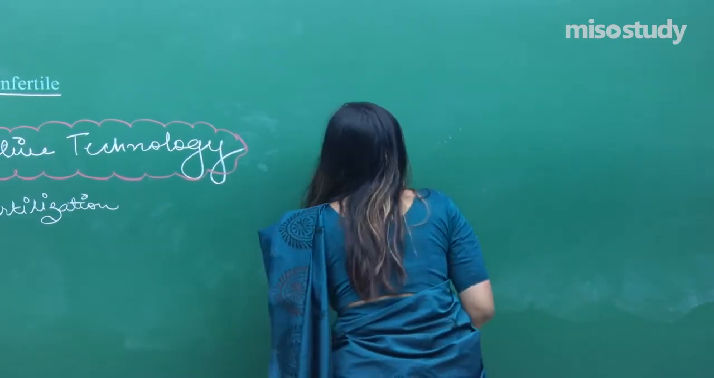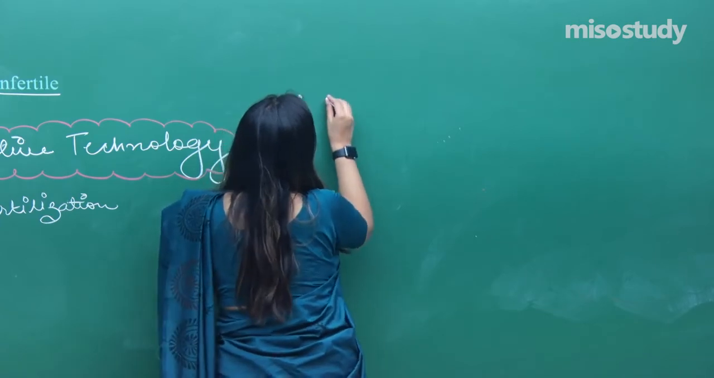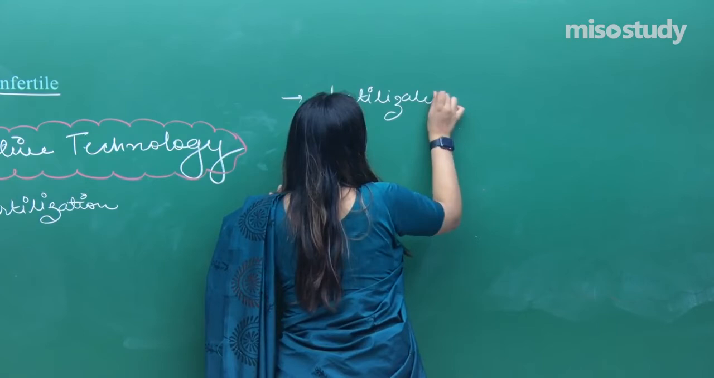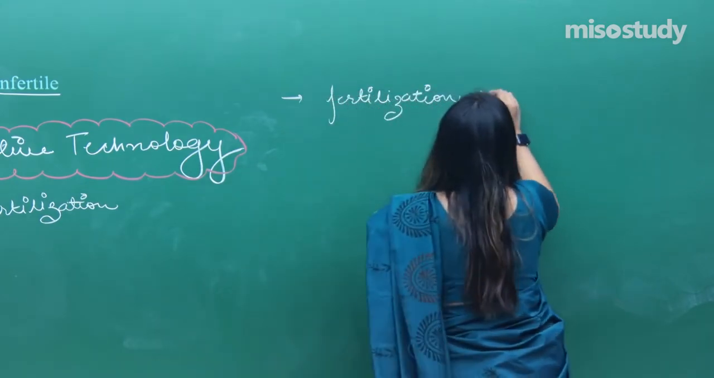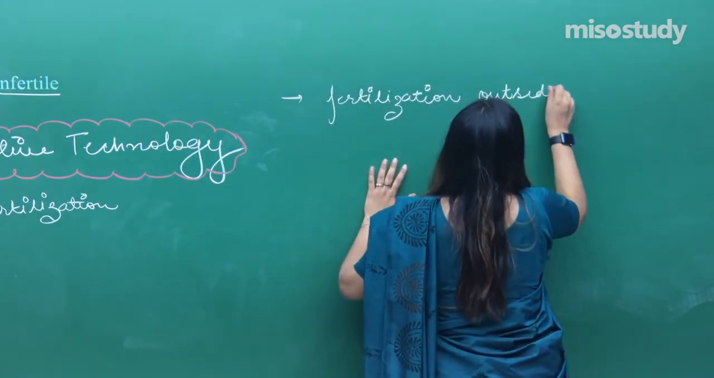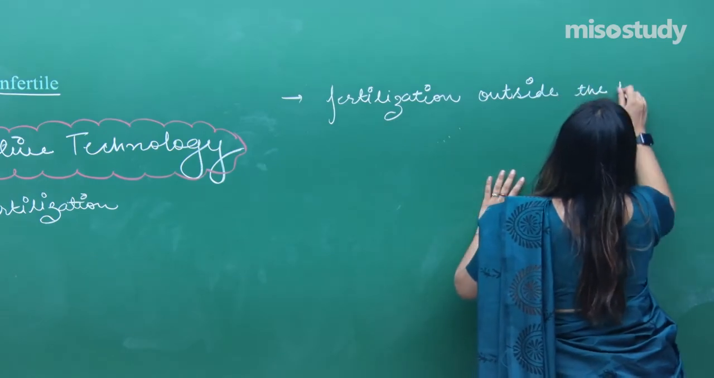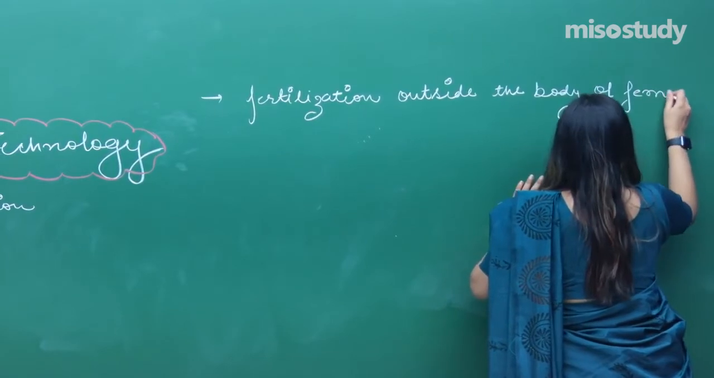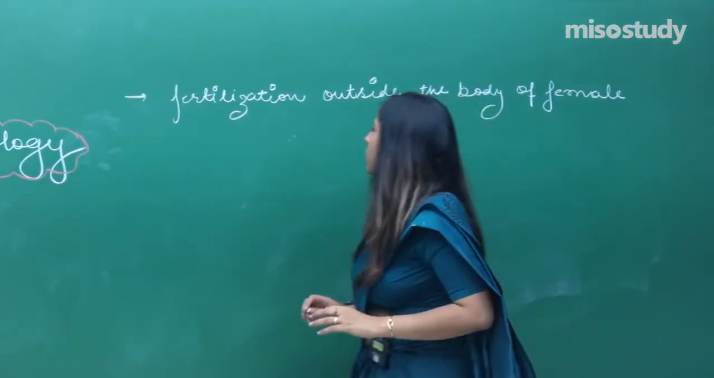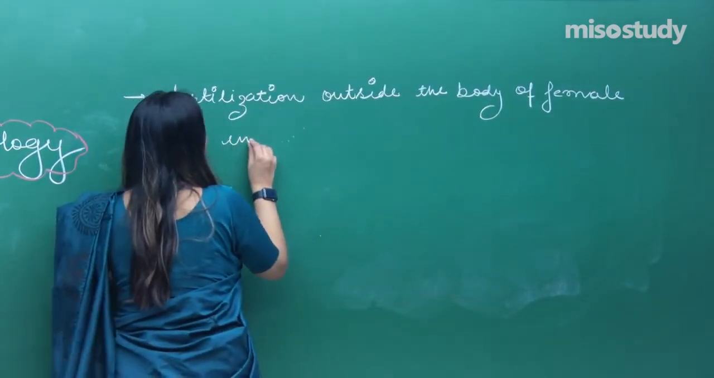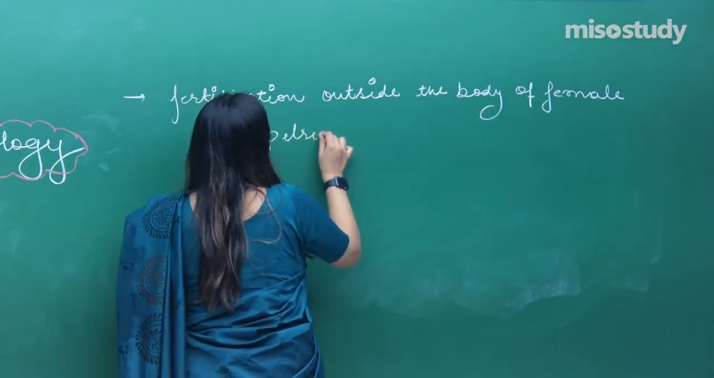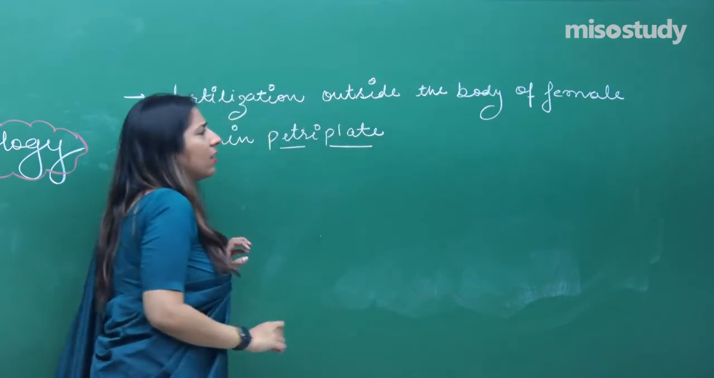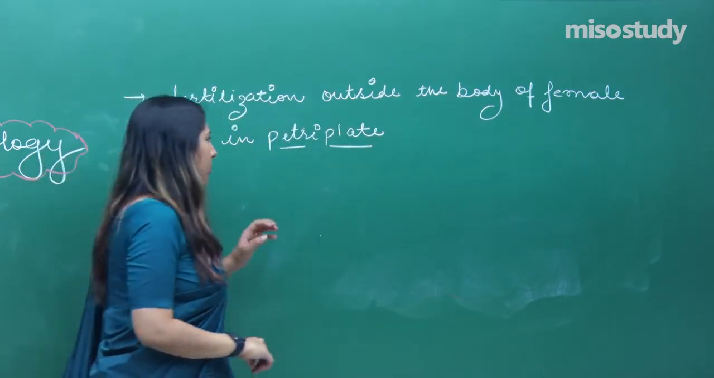So students, as the name indicates, in vitro fertilization means fertilization outside the body of the female, in a petri plate or in any device where fertilization can occur. This is called in vitro fertilization, right?